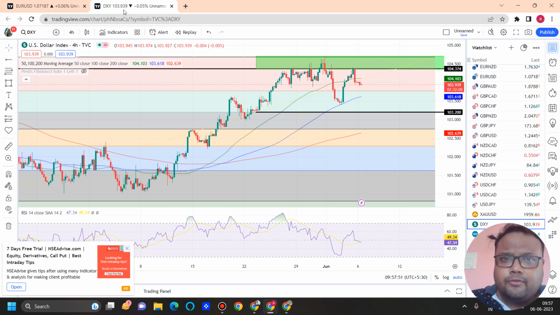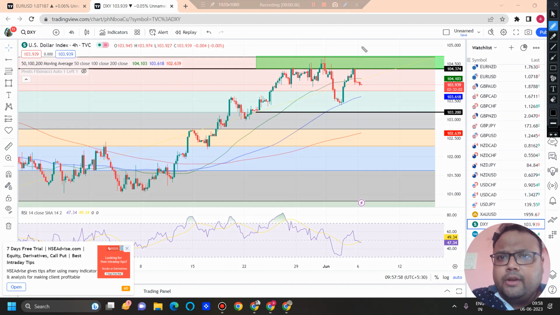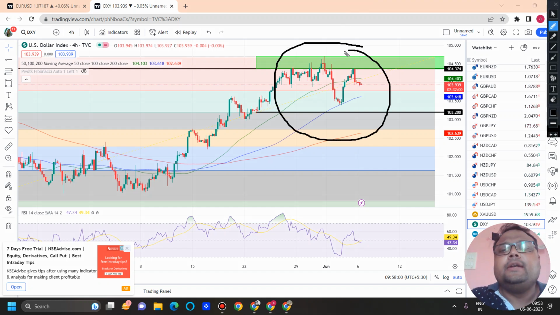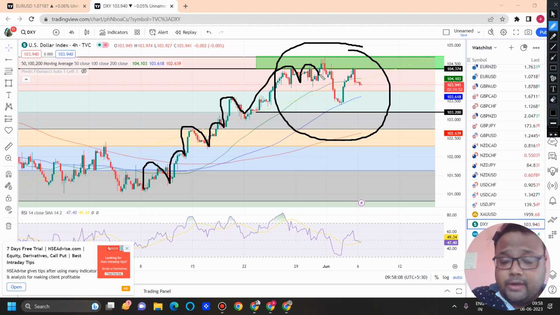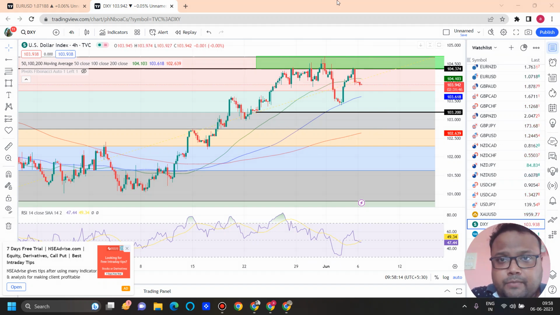If we look at the chart of DXY, then we can clearly see the market is in an uptrend. There is no doubt about it. But if we look at the chart carefully, we can see that the market sentiment is changing. Previously, there was no doubt that the market was forming higher highs and moving up. But right now, the market is struggling to cross this particular portion, the green box here.